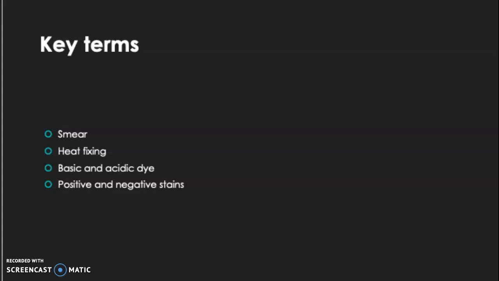Basic and acidic dyes. Stains or dyes contain salts made of a positive ion and a negative ion. Depending on the type of dye, the positive or negative ion may be the chromophore, the colored ion, and the other, uncolored ion is called the counter ion. If the chromophore is positively charged, the stain is classified as a basic dye. If the negative ion is the chromophore, the stain is considered an acidic dye.